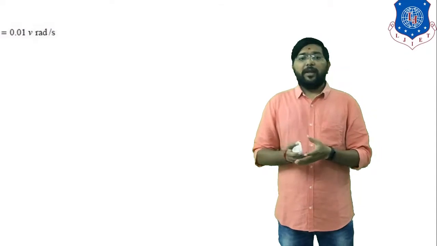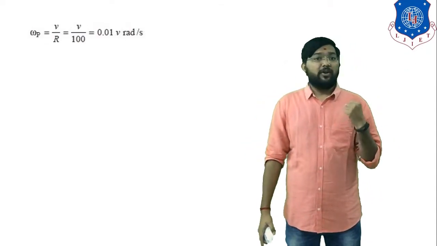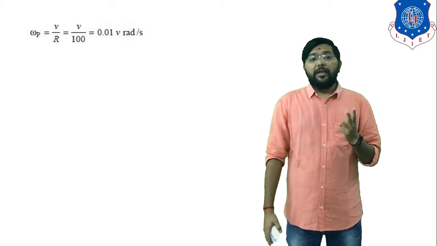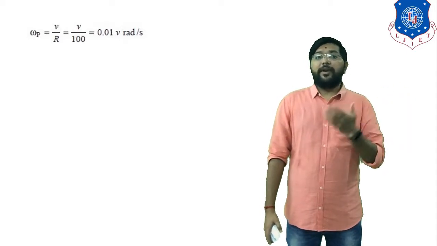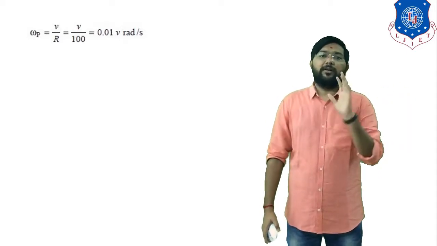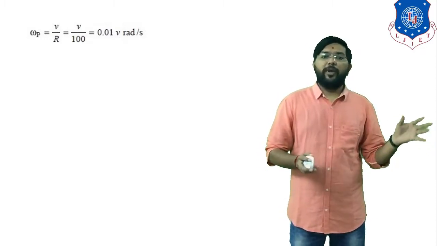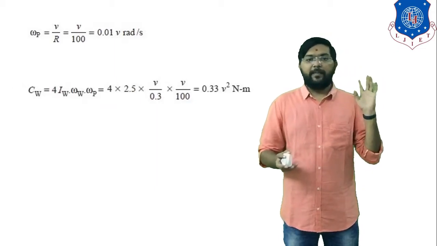Okay? Now you have to find the angular velocity of the axis of precession, that is omega P is equal to V by R. We don't have the value of velocity, but we have the value of the radius of curvature. So put the value of the radius of curvature over here. Based on that, you can find the value of omega P, that is 0.01 V radian per second.